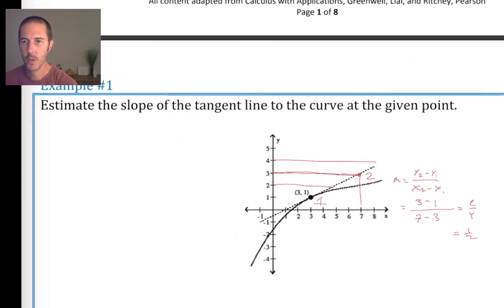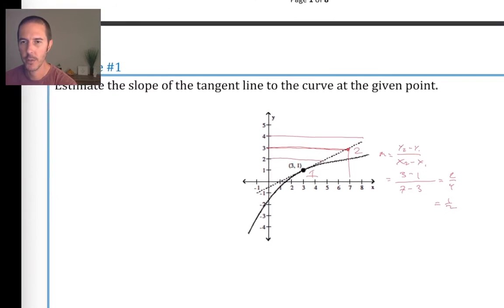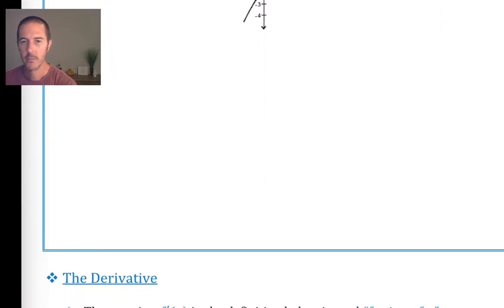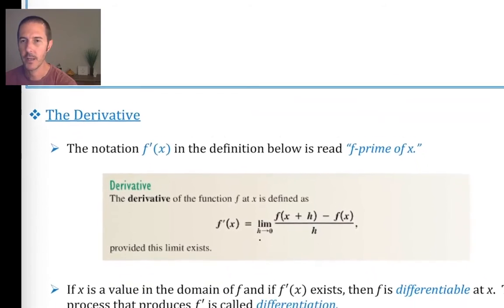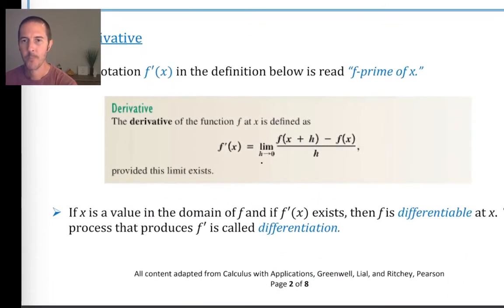It would be much more helpful if we actually knew the equation of the curve, and then we could very precisely find the slope of that tangent line. Now, when we go through this process of evaluating the limit of the difference quotient without plugging in a number, so you see that we're just using a generic x value here, the result of this process is going to be a new function called the derivative. And the derivative is denoted as f prime of x.